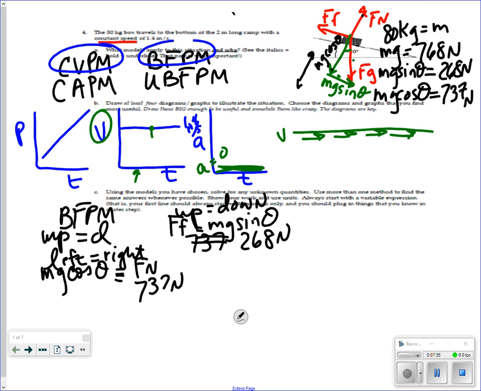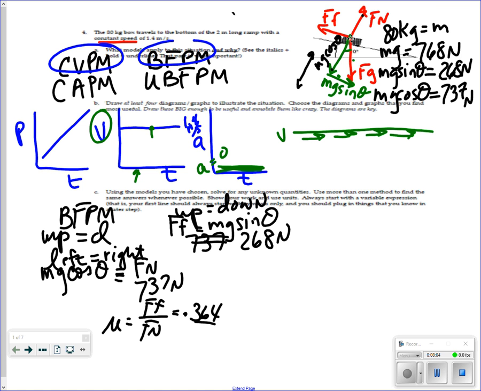If I know friction and I know normal force, it's not too much of a stretch to figure out the coefficient of friction, because that's the friction force divided by the normal force. When I do that, I get 0.364, which would be my coefficient of friction. I haven't been told I have to figure this out, but I'm just trying to figure out absolutely everything I can do.